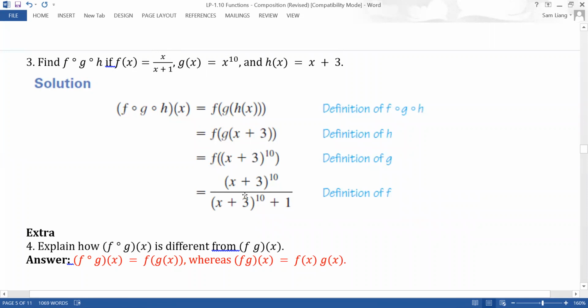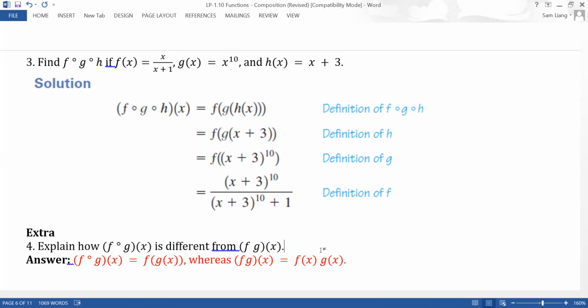This question was extra. Usually I wouldn't have time, but it's pretty quick. Explain how f composed with g of x is different from f times g of x. So f composed with g of x is f of g of x, so this. And then f times g of x, sorry, is f of x times g of x. So it's just getting at the difference between the composition of functions and the other ways we combine functions.